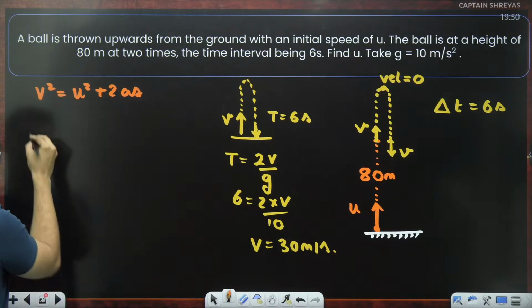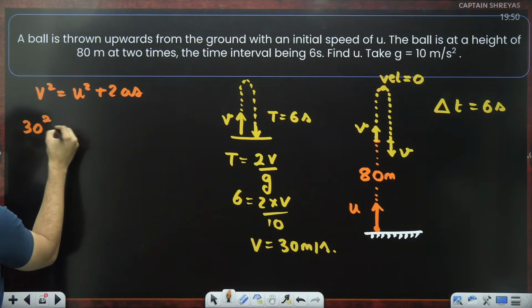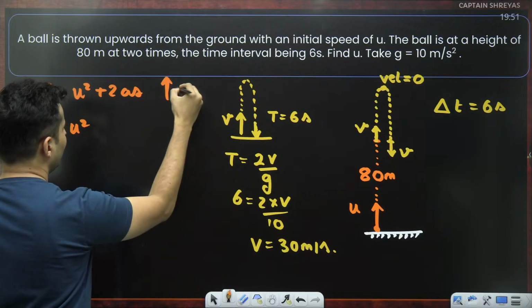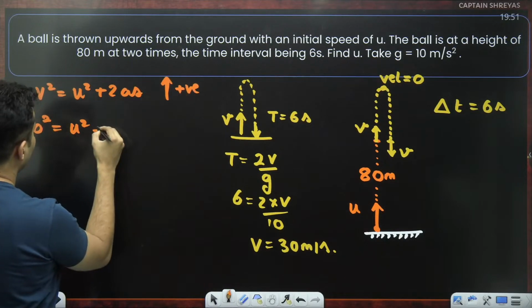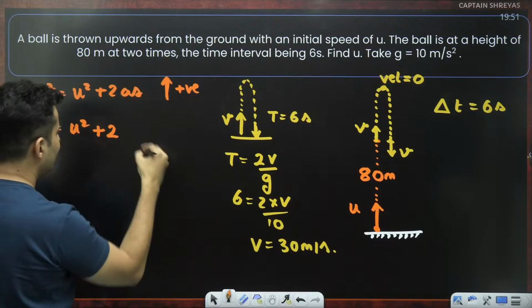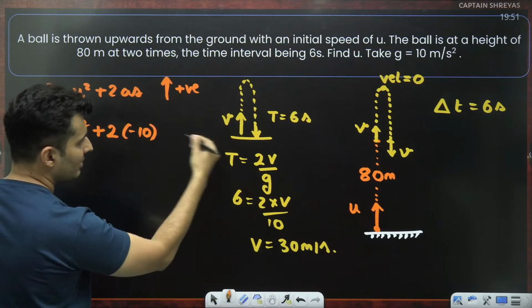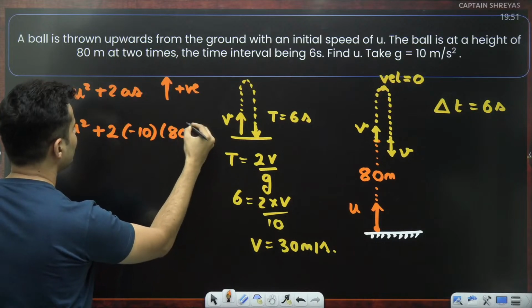Final velocity, well, that's 30. Initial velocity, I don't know. By the way, I have taken upward direction as positive. Let me tell you that. Okay. Acceleration due to gravity, well, that's down. So minus 10. Displacement is upward, so it is positive, and that is going to be just 80.